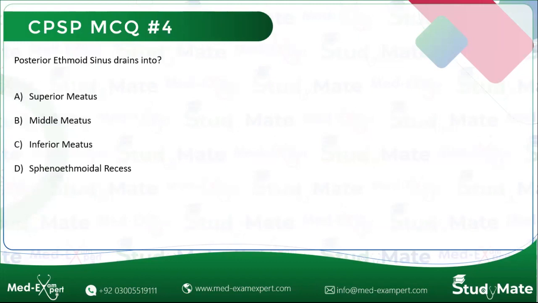So the fourth CPSP MCQ is posterior ethmoid sinus drains into A is superior meatus, B is middle meatus, C is inferior meatus, and D is sphenoethmoidal recess. So whatever answer you think is correct, please comment or type in the chat box.